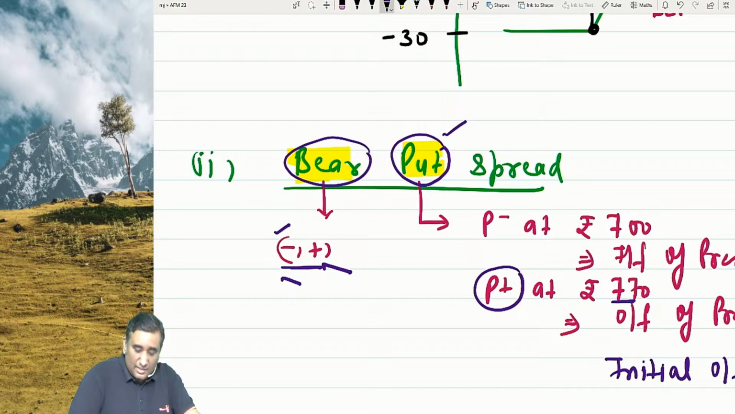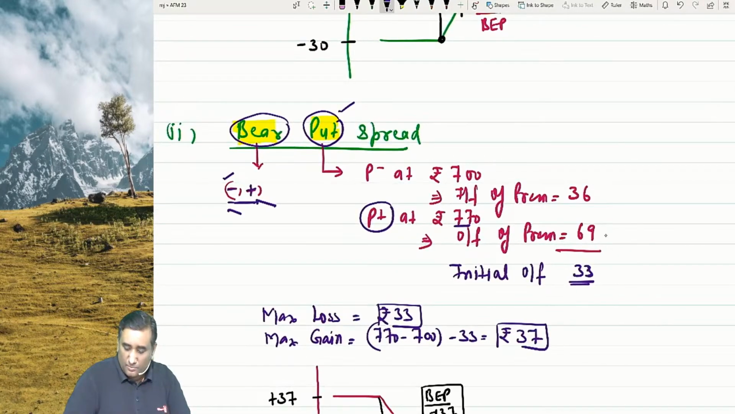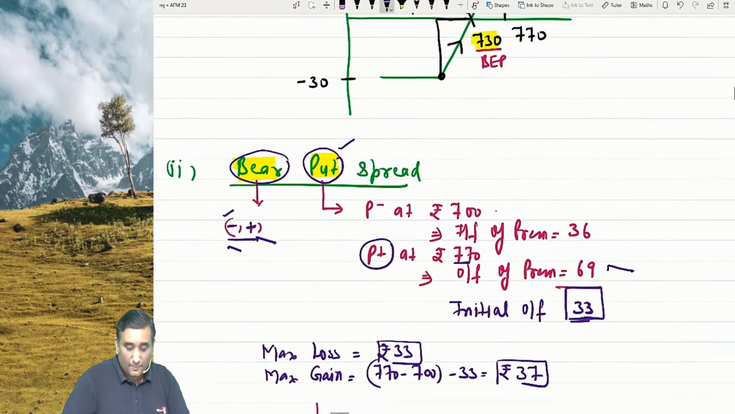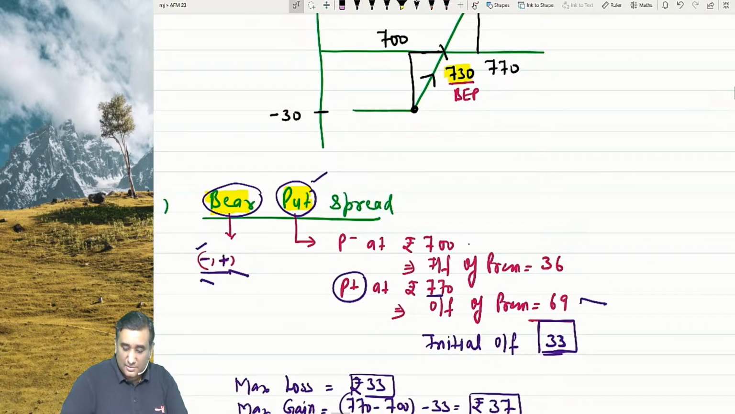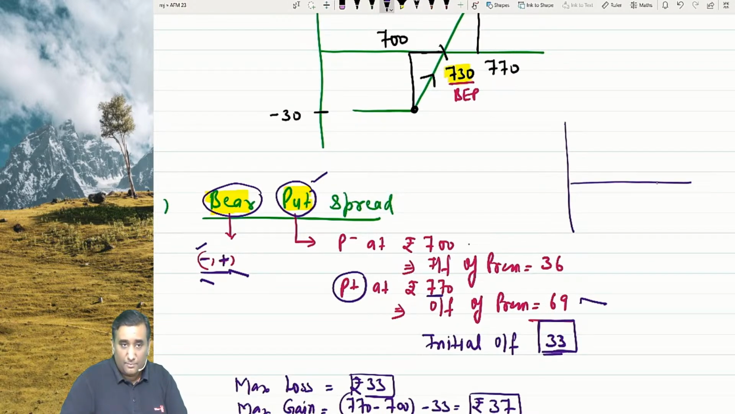In this case, in exam you do minus plus. If someone says logic has to be from the plus and minus in this case, the logic was he expected price to fall below 770 but not below what? 700. Initial outflow how much came? 33. Maximum profit would be 37. Now graphically don't have a problem please. It's a bull graph or a bear graph? Here bearish is downside. Look up, bearish is downside. This is bearish graph. Limited or unlimited? Limited.